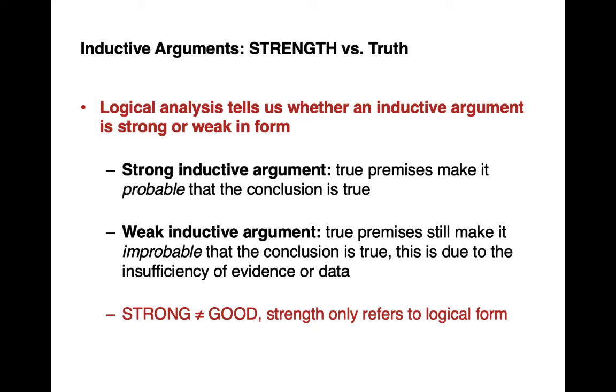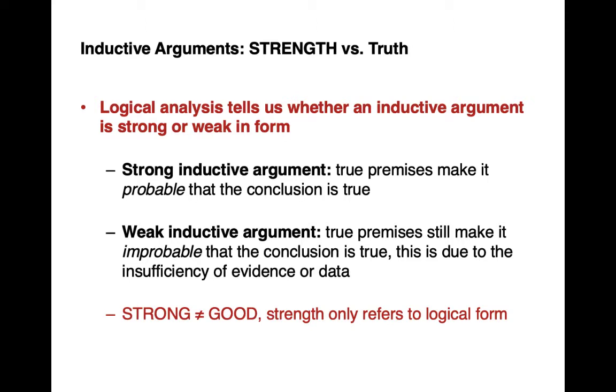Logical analysis tells us whether an inductive argument is strong or weak in form. A strong inductive argument has true premises that make it probable that the conclusion is true. So it's this combination of its form plus the true premises. You need both. A weak inductive argument is one where true premises still make it improbable that the conclusion is true.